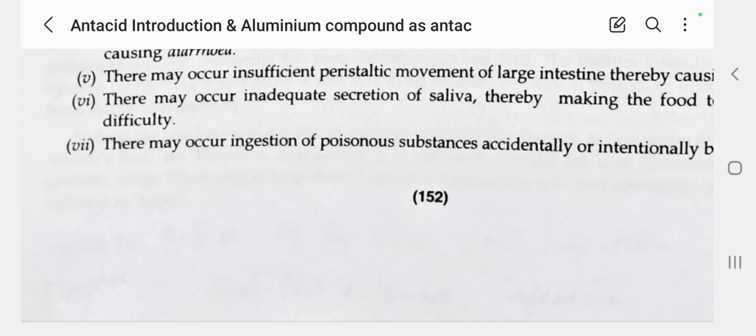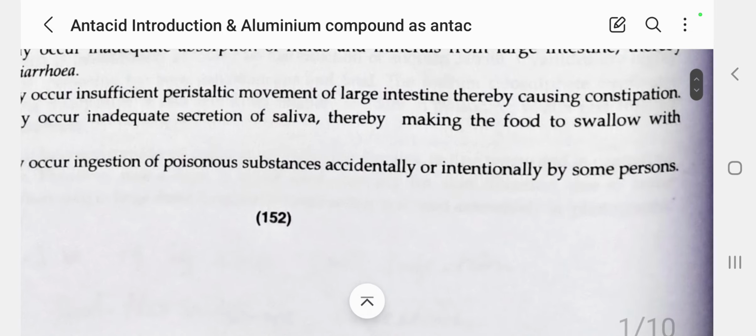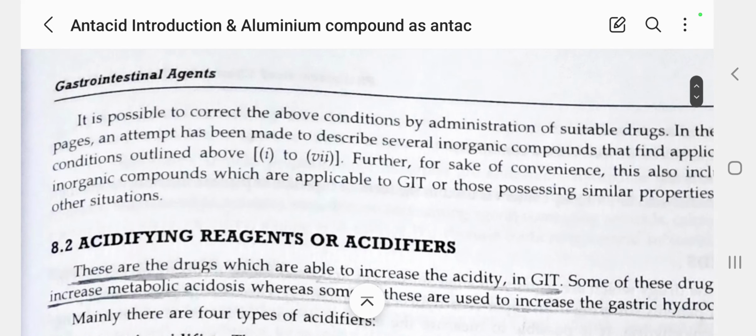There may occur ingestion of poisonous substance, accidentally or intentionally, by some process. So it is possible to correct the above condition.